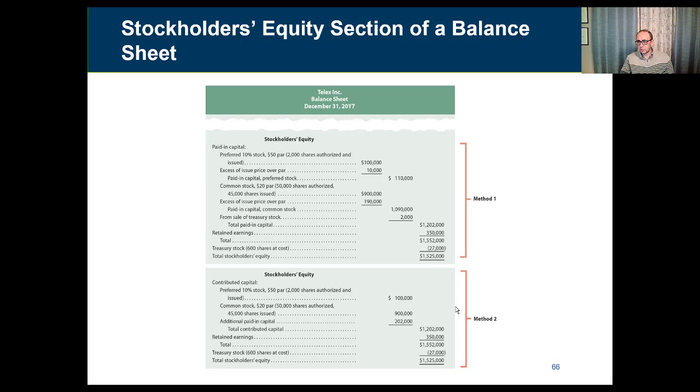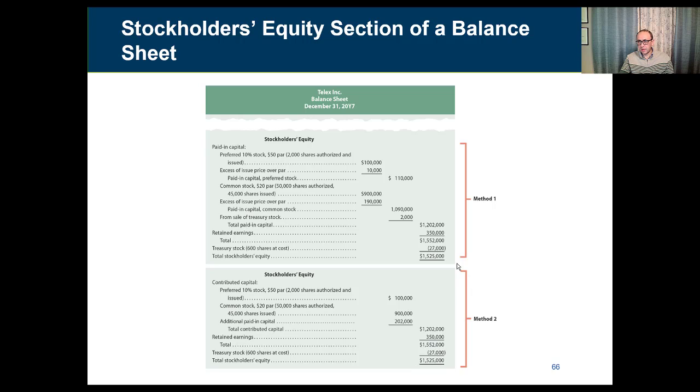I personally prefer method 2 because it simplifies the process. So we have the preferred stock and common stock, each has its separate line, and then we combine all the paid-in capital in excess of par for either preferred stock, common stock, or the treasury stock in only one line here, one category, and we add these three lines and we get the total contributed capital. Then we add the retained earnings and we subtract the treasury stock to get the stockholders' equity.